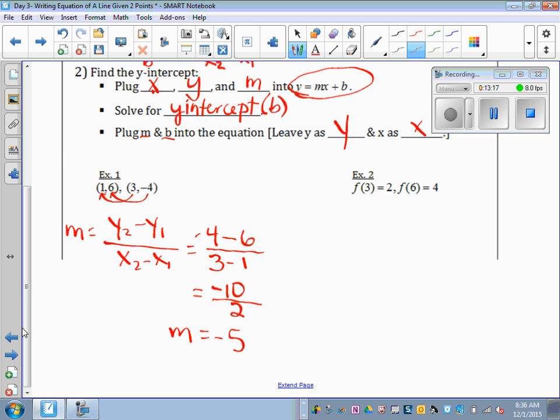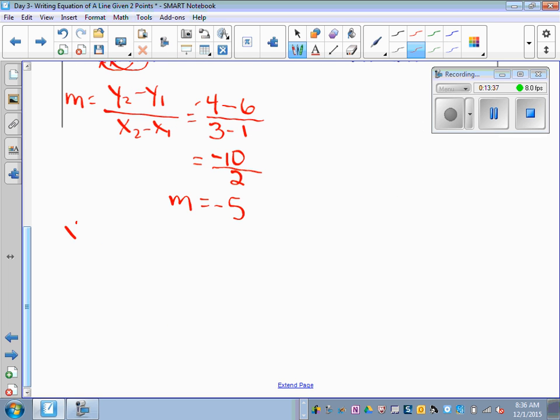Are we done? No, it says write the equation. We only found the slope. Alright, so I have, again, y equals mx plus b. I just found my slope. I now need to find my b value. So let's put this into my equation. Y equals m is negative 5, x plus b.